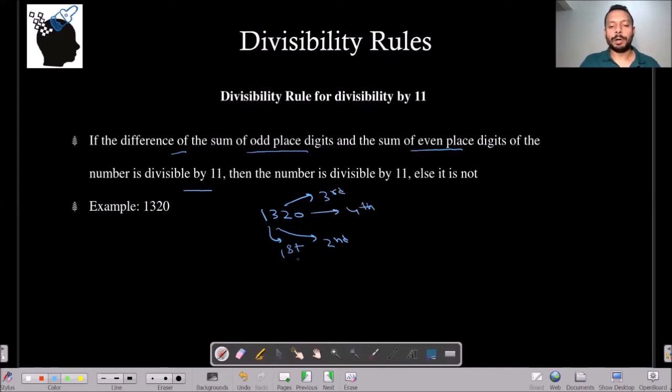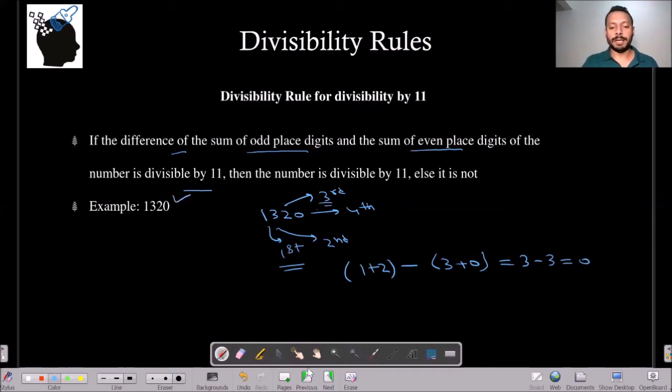The digits in the odd places are the first digit and the third digit, and their sum will be 1 plus 2, minus the digits in the even places, which are the second and the fourth digit. So minus 3 plus 0. This gives us 3 minus 3, which is 0. And we know that 0 is divisible by all the numbers. That means 1320 is divisible by 11.